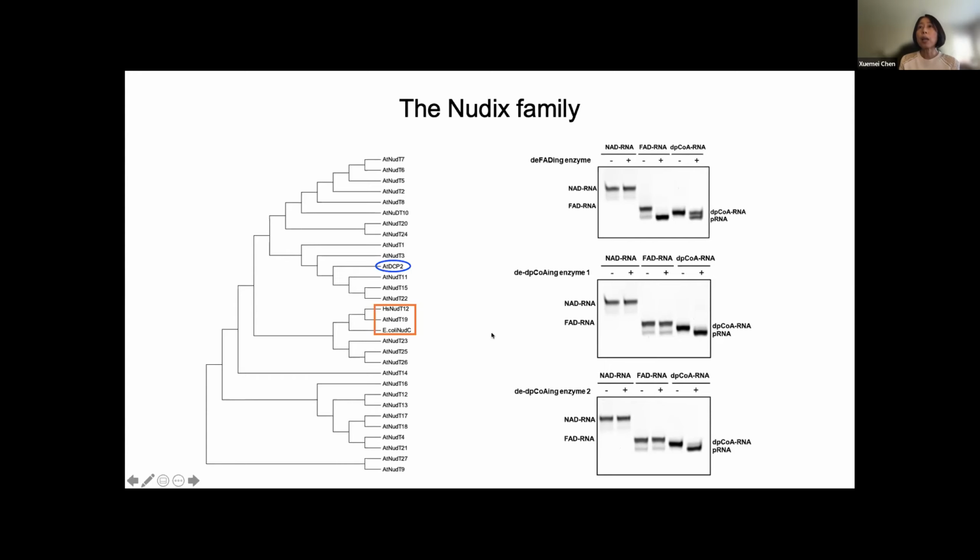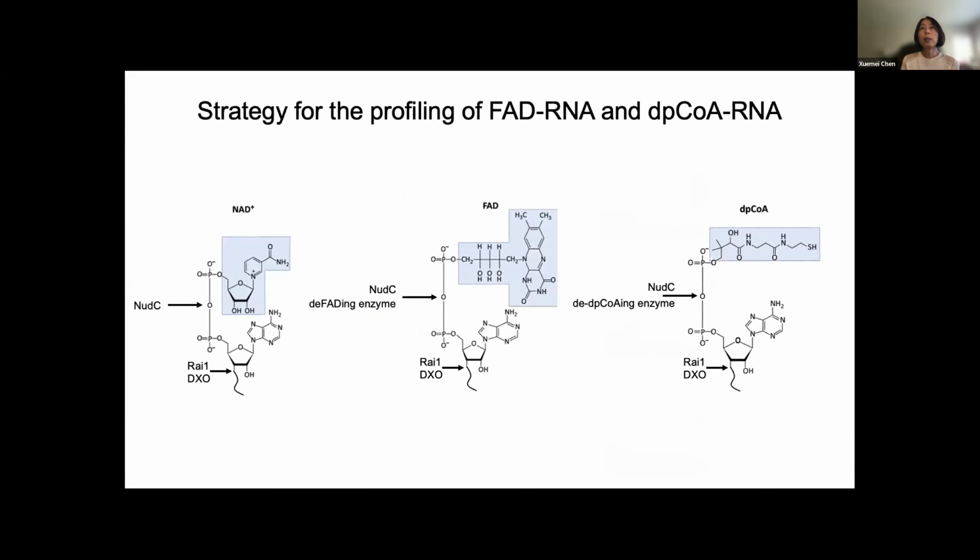So once we have these enzymes that have some specificity towards different metabolic RNA caps, then we think that we should be able to devise a profiling approach. Here is just a summary for the activities of these enzymes. NudC is able to remove NAD, FAD, and DP-CoA from RNA. And RAI1 and DXO are also able to remove all these caps. So they're not specific. But we have identified a deFADding enzyme that's fairly good at FAD RNA, but it also acts on DP-CoA RNA. And we have identified 2 enzymes that are very specific towards DP-CoA RNA.